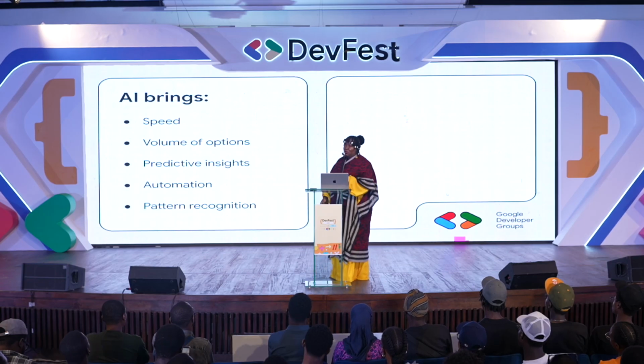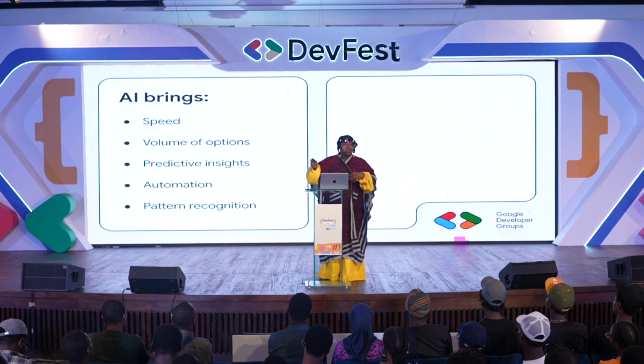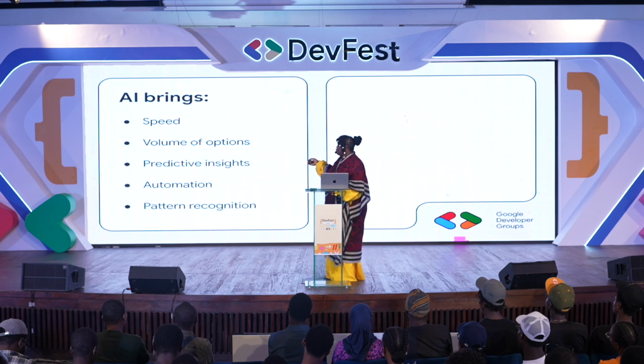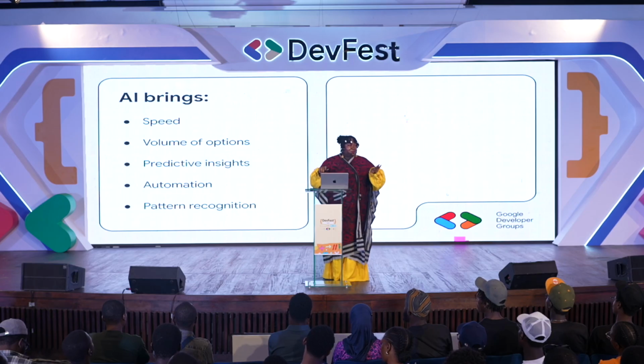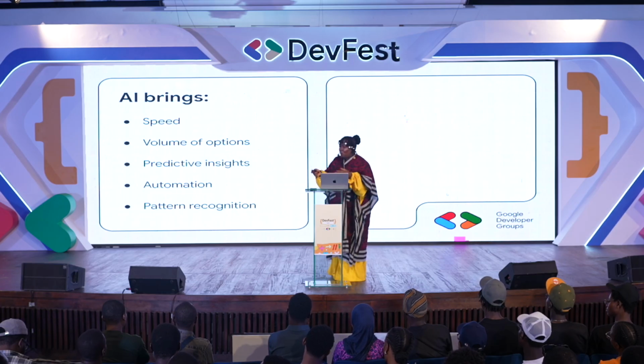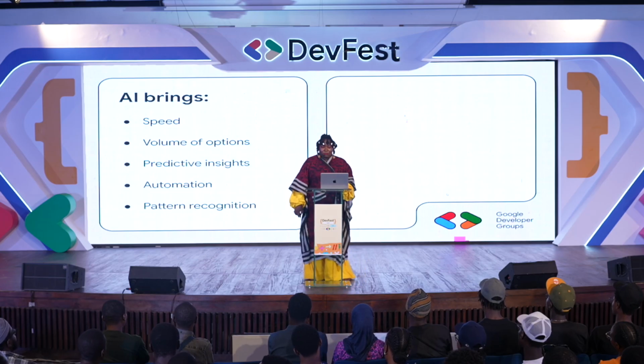So automation as well. There are a lot of repetitive tasks that we do that you can actually assign to AI. So we are in a world where the expectation is that we are automating a lot of these tasks and allowing us to have space to do core work. And then lastly, pattern recognition.